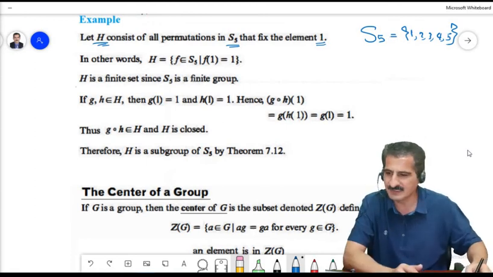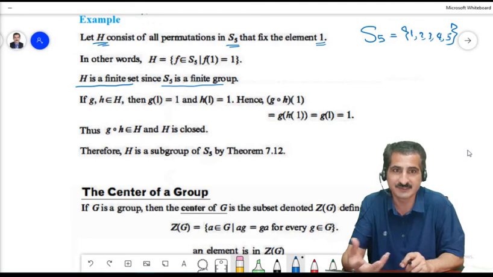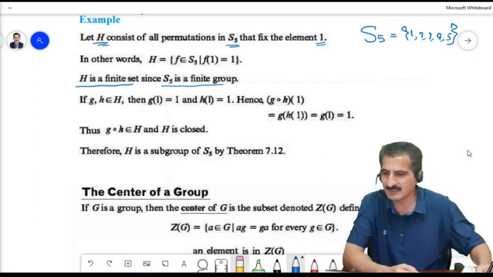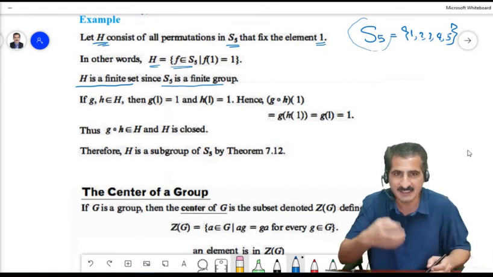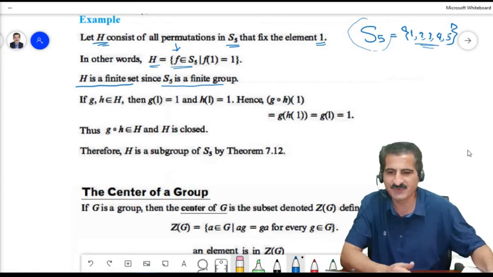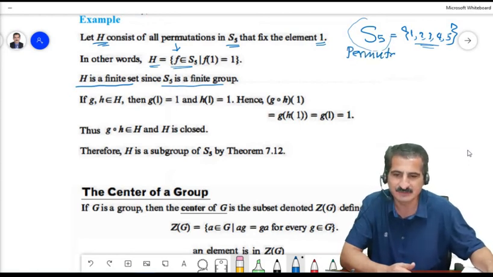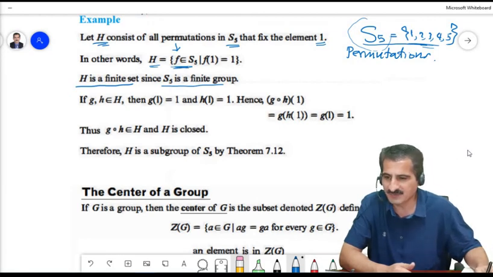Now notice that H is finite. Why? Because S5 is finite. H is a subset of a finite set, so H is finite. Now, this is another description of H: it is f that belongs to S5. I'm saying here, abuse of notation. S5 means the set of permutations. So when you see this f belongs to S5, it does not mean it is one of these numbers. This is just the set. S5 means the permutations, not the element, okay? And again, I abuse notation by saying that. So it's any element in S5, any function in S5, since permutations are functions, that keeps 1 going to 1.